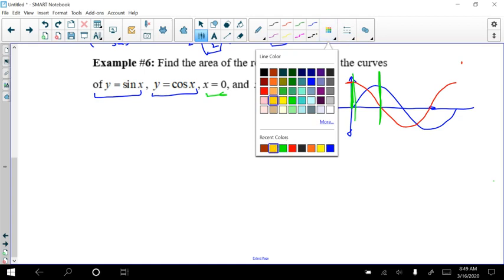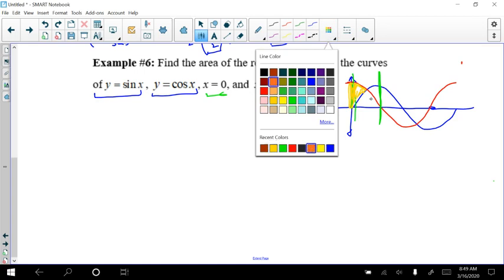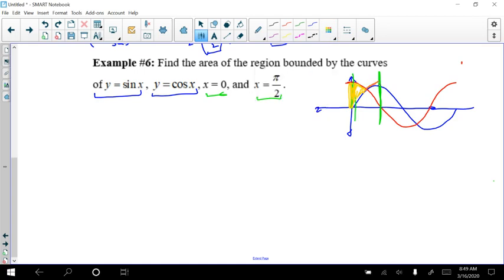If you see this, I'm trying to highlight it. There's this almost triangular shape here, bound on the left by that vertical line, bound on the bottom by our sine function, bound on the top by cosine. And then over here, I'll do a different color. Here the top now becomes the sine, the bottom is cosine, and this time the right boundary is pi over 2.